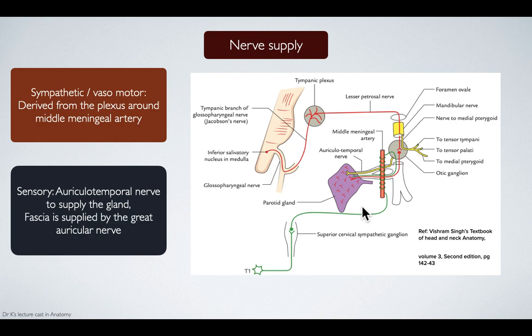Now how will you remember the middle meningeal artery? The middle meningeal artery is looped by two nerve roots of the auriculotemporal nerve. So remember, auriculotemporal nerve and middle meningeal artery are very close friends. So see here, sympathetic or vasomotor is derived from the plexus around the middle meningeal artery, and sensory comes from the auriculotemporal nerve to supply the gland, and the fascia, as I told you in Frey syndrome, the fascia is supplied by the great auricular nerve.